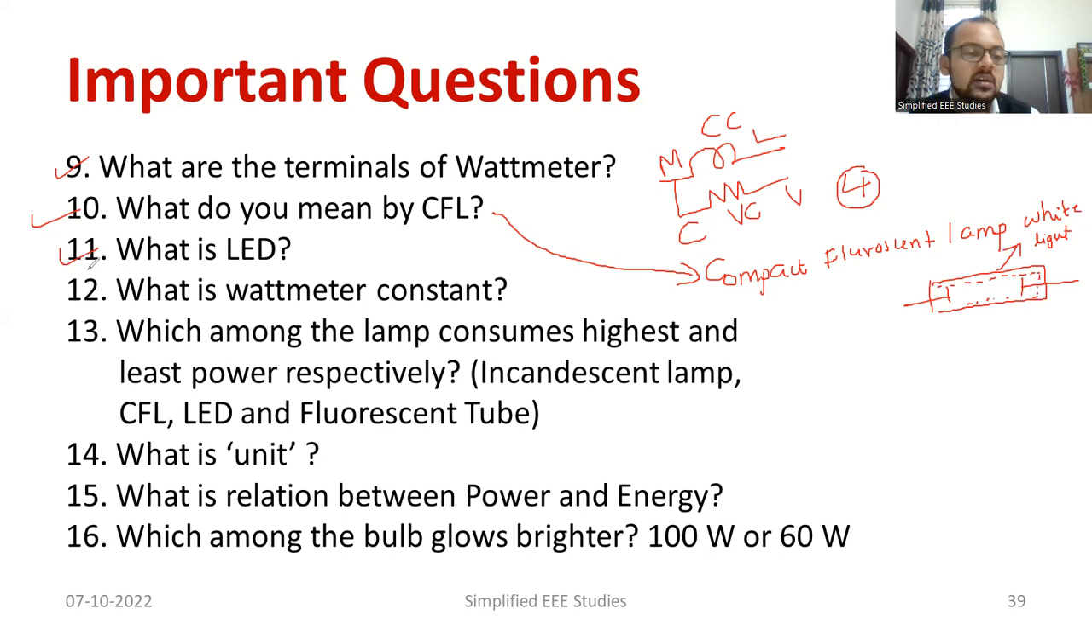That is sufficient. What is the wattmeter constant? The wattmeter constant will be represented by the letter K. The V range, the voltmeter range of the wattmeter, needs to be calculated.